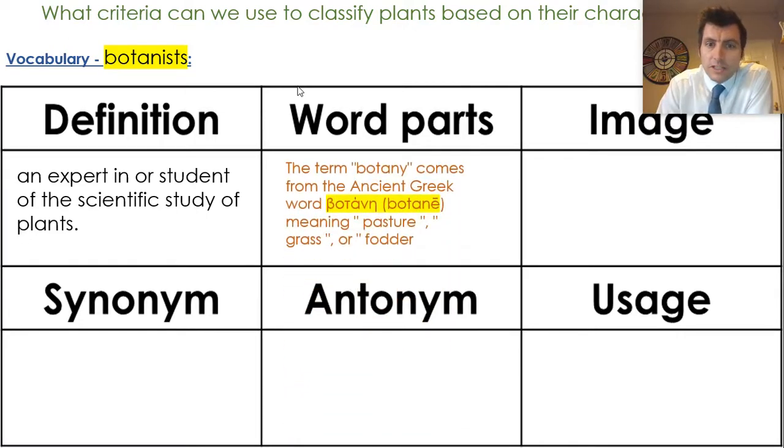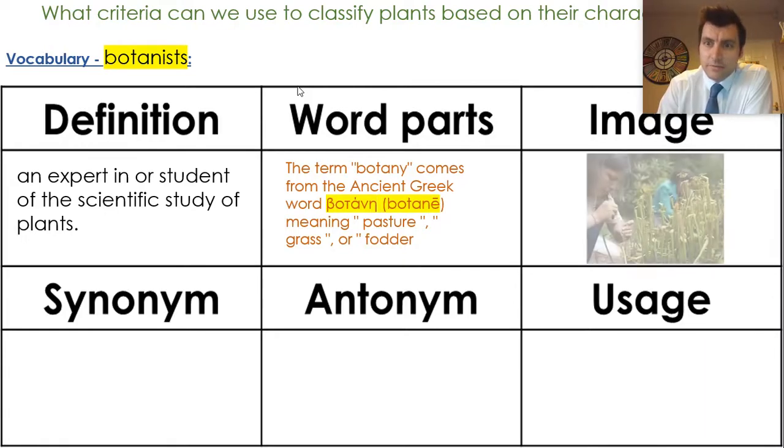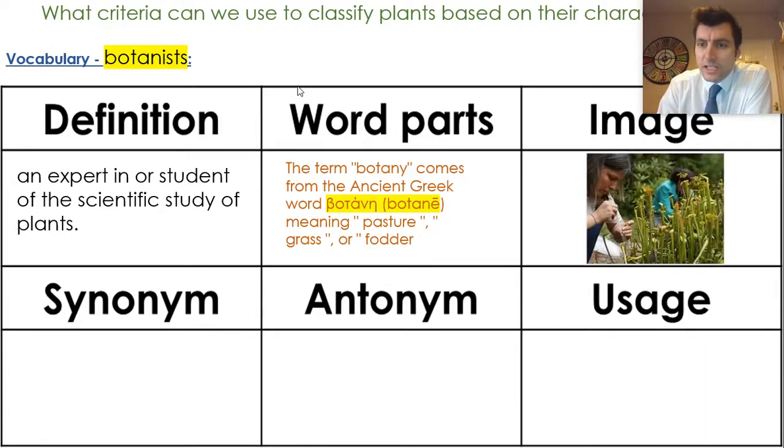The word botany comes from the ancient Greek word botane, which means pasture, grass, or fodder. So a lot of words derive from either Greek or Latin, and this word derives from Greek, where botany comes from pasture, grass, or fodder, so places where things grow. Here's a picture of a scientist who's a botanist, so they're examining, they're investigating, they're doing experiments with plants.